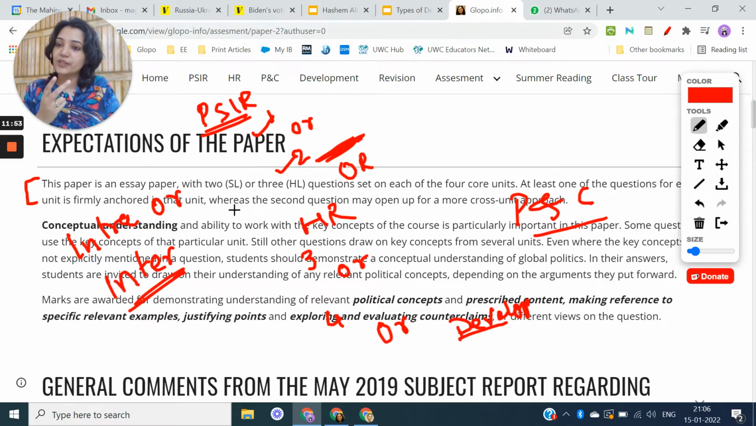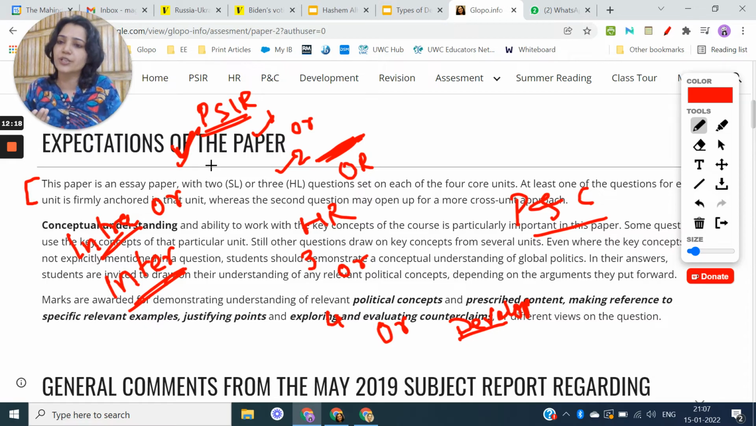So what do you see over here? The concept of conflict which is under peace and conflict, but the concept of development which is different. So you see inter. Now what is this intra one? Intra could be that this is purely from the same unit. So do not assume that you will get a question only based on PSIR and you have to apply the knowledge only of PSIR.